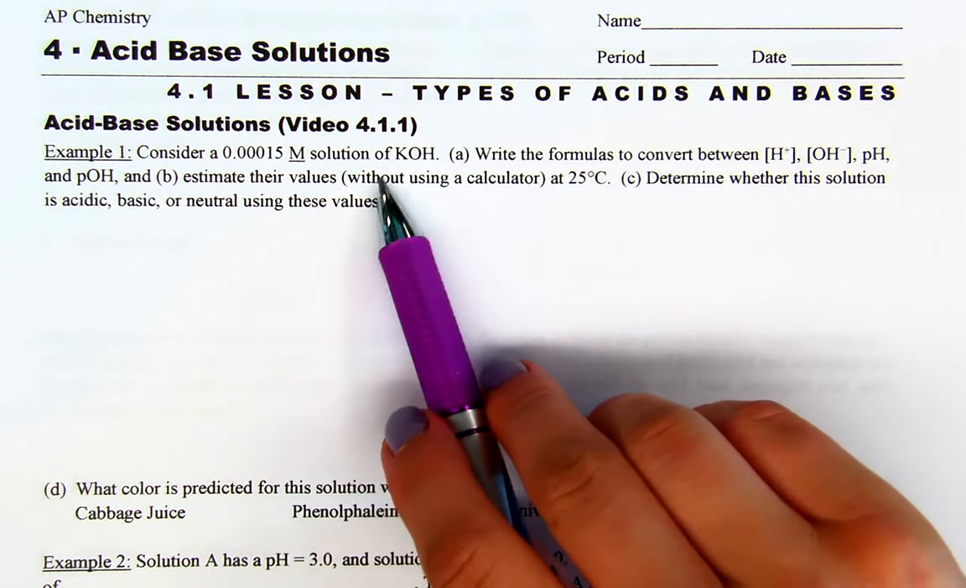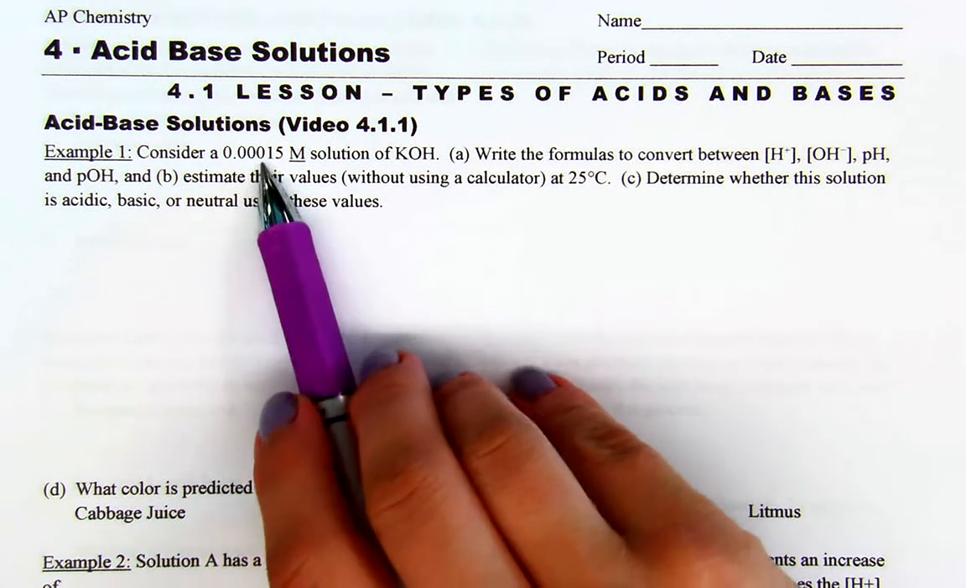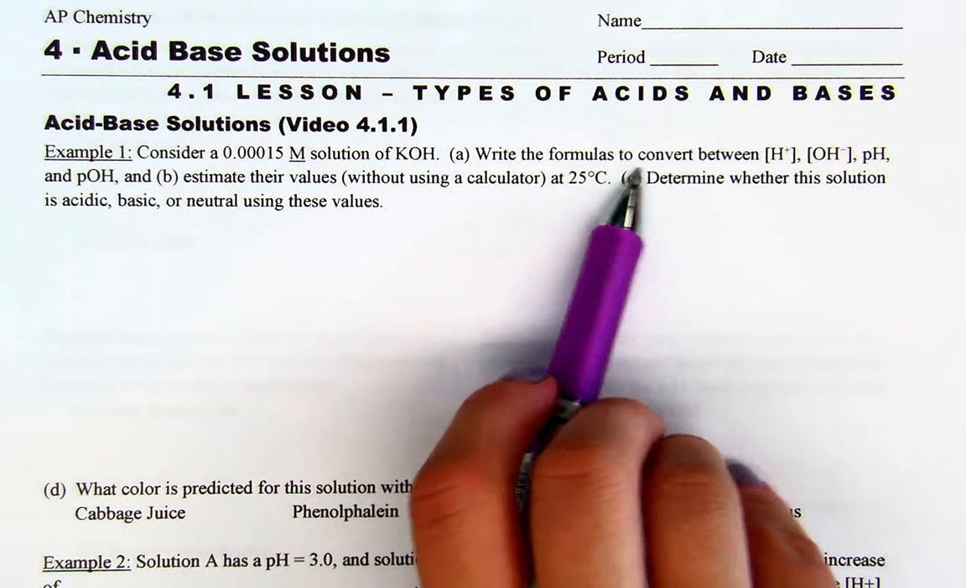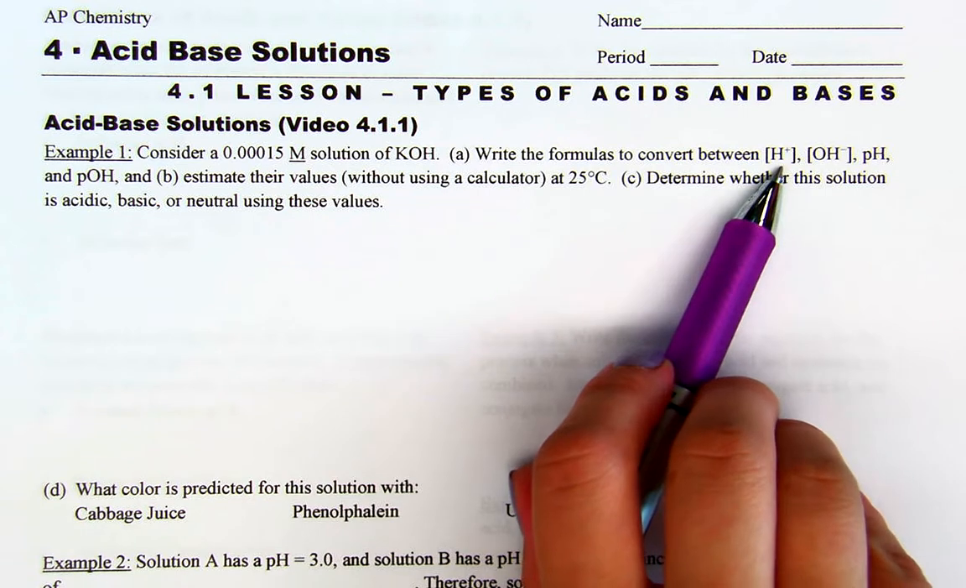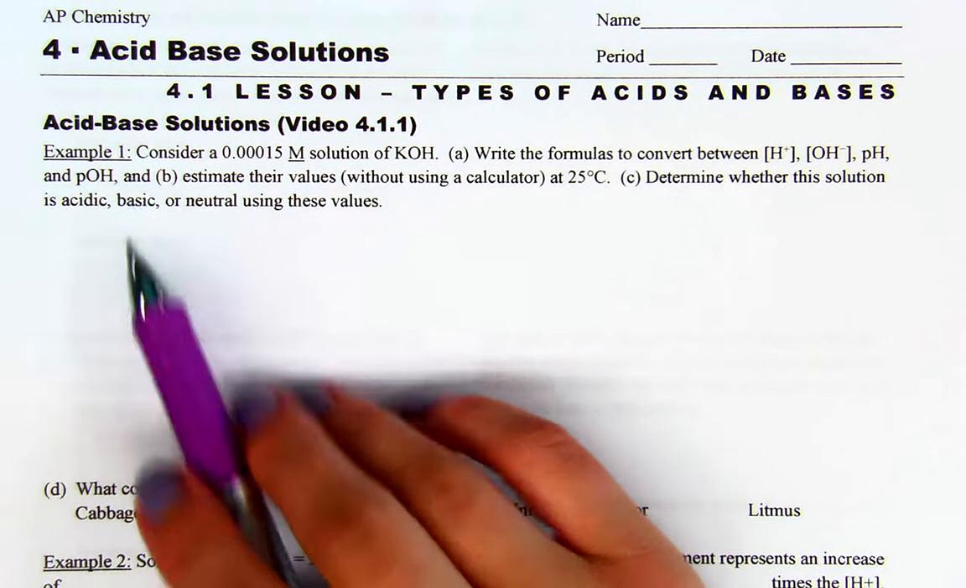Okay, so we're going to start right off with an example so we can apply some formulas to this and learn them. So we're going to consider the solution of potassium hydroxide. So one, we're going to write all the formulas that are used to convert between the concentration of hydrogen ions, concentration of hydroxide, pH, and pOH. So we're going to start with that.